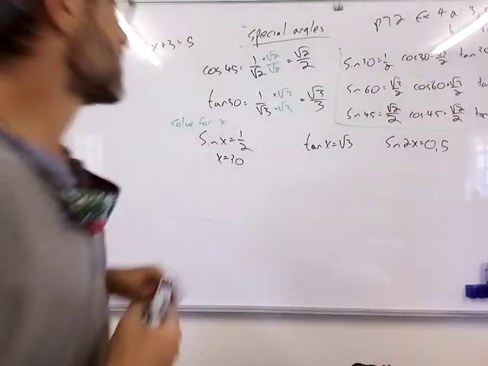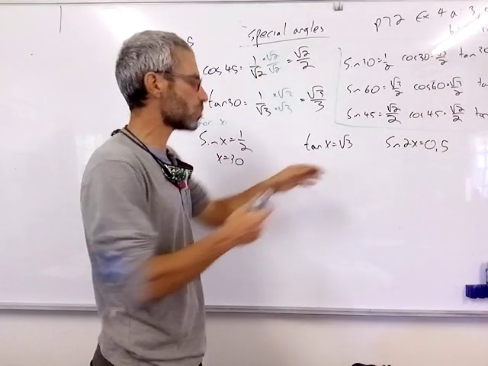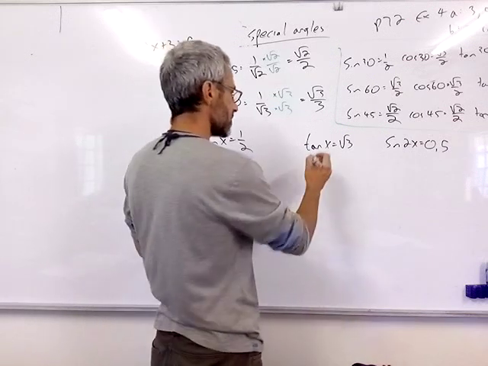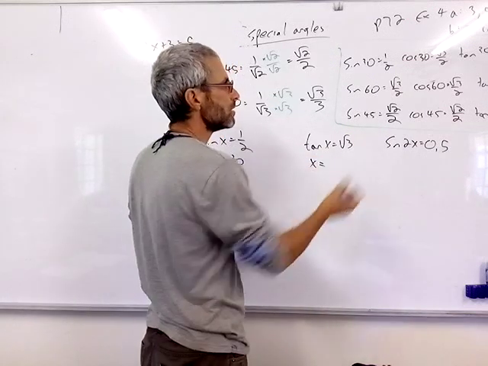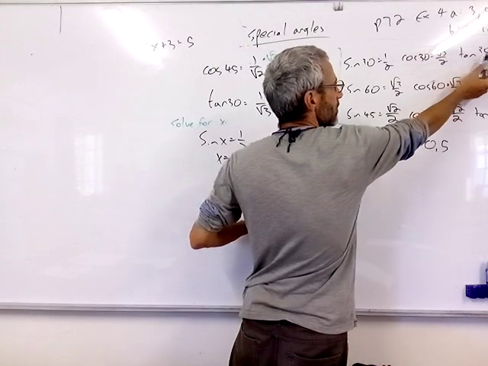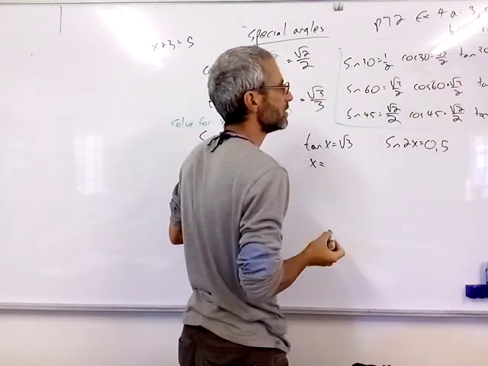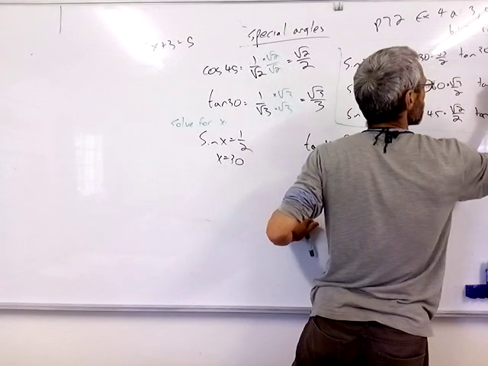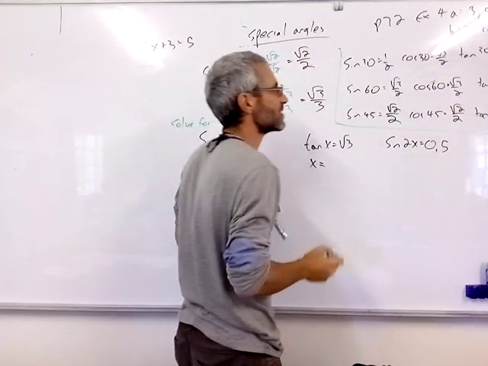Okay, right, next one: tan x equals square root 3. What is x equal to? 30. It is 60, right? It's not 30 because tan 30 is 1 over... That's 60. Yeah, that should have been 60.